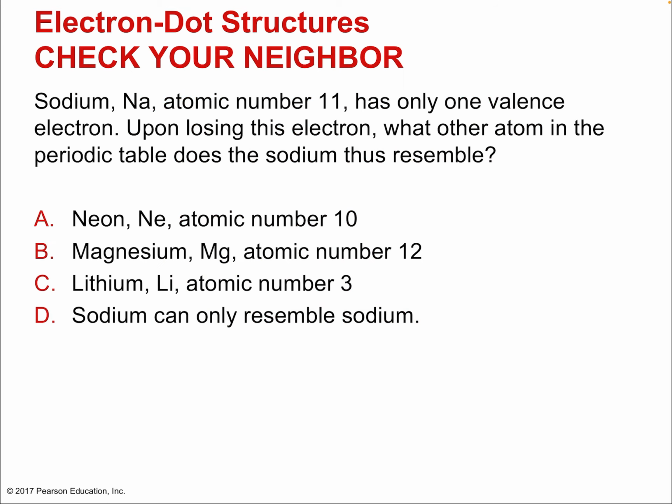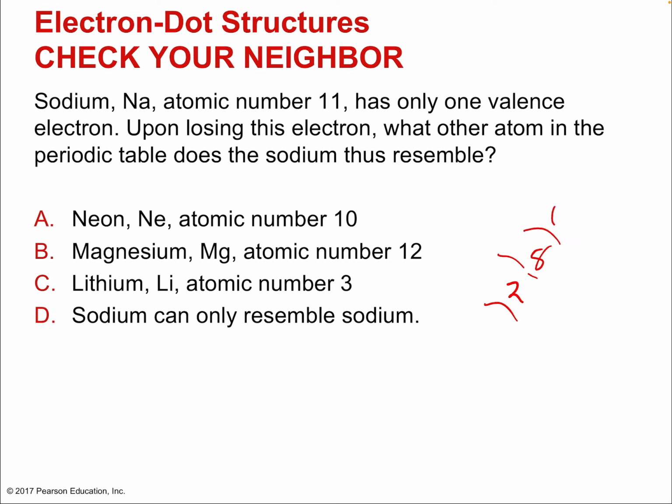So sodium, Na, atomic number 11, has only 1 valence electron. Upon losing this electron, what other atom in the periodic table does the sodium thus resemble? Now, why do we know it only has 1? Well, because it's got 2 in the first shell, and then 8, that's 10. So that means its first and second shells are completely full. 2, 8, right, in terms of the shells. And then the next one holds 8, but there's only 1 there. That's why it only has 1 valence electron.